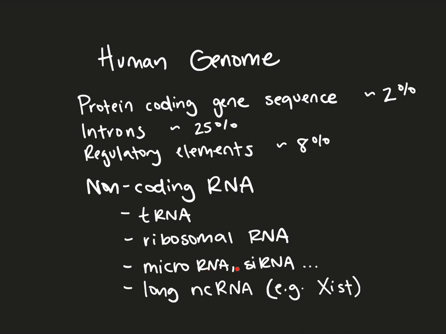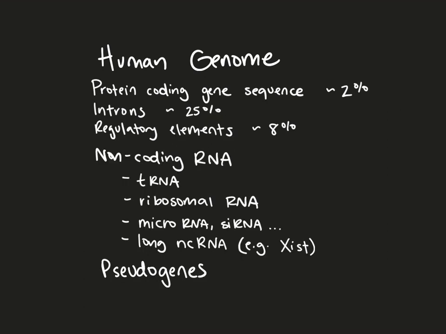We also have various RNAs like microRNAs and siRNAs, which are involved in gene silencing, and long non-coding RNAs like Xist. That's that long non-coding transcript that's involved in X inactivation. This is not a complete list of all of the non-coding RNAs, but it does go to show that there are sequences in the genome that are functional, but aren't necessarily protein-coding genes.